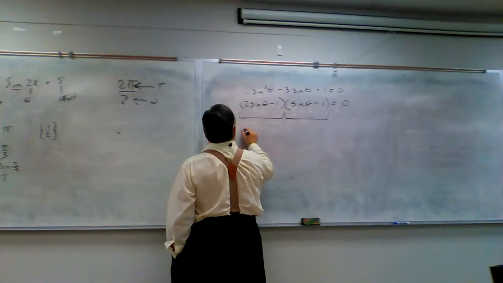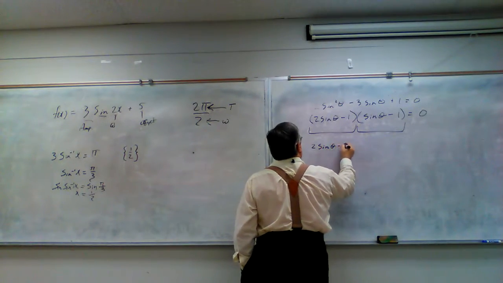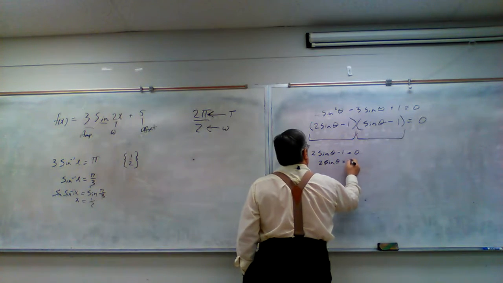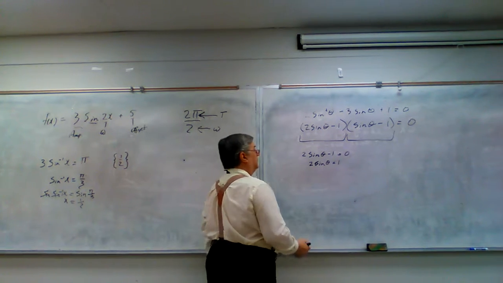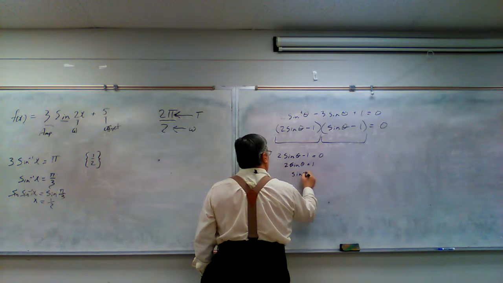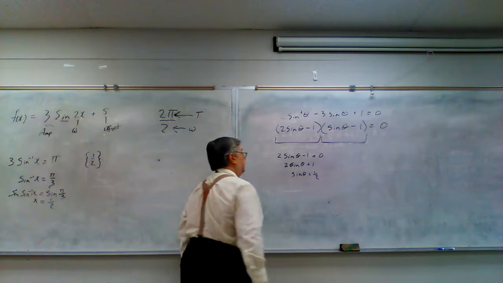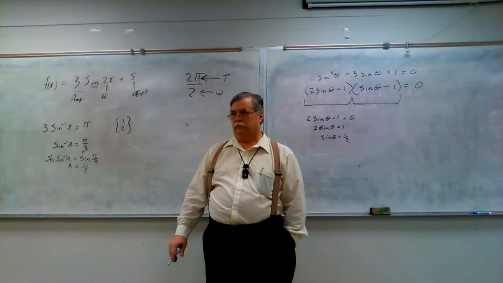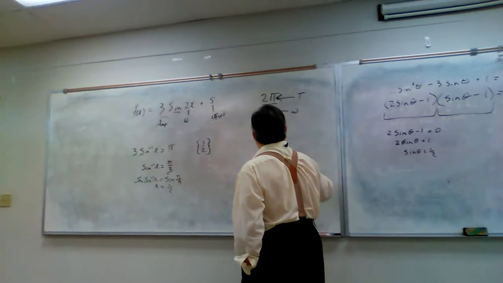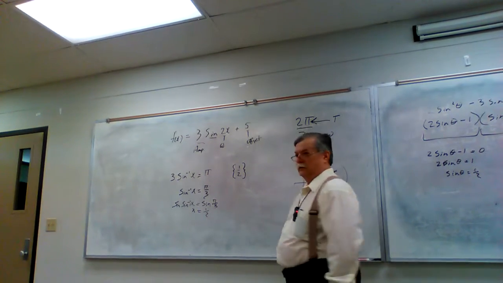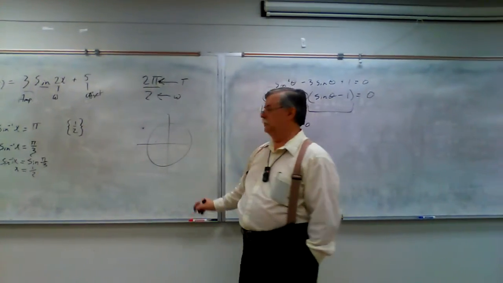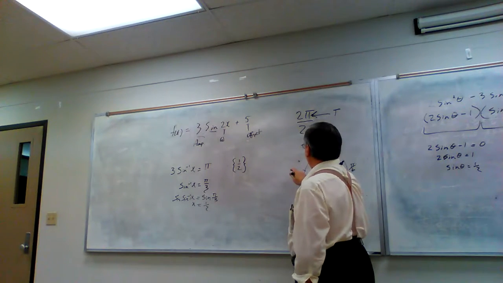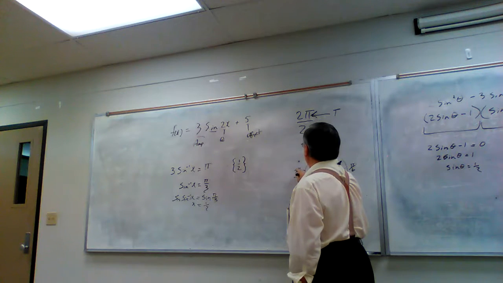So when is 2 sine theta minus 1 equal to 0? When 2 sine theta is equal to 1. Add 1 to both sides, divide both sides by 2, sine theta is equal to 1/2. When is sine theta equal to 1/2? Pi over 6. When else? 5 pi over 6.